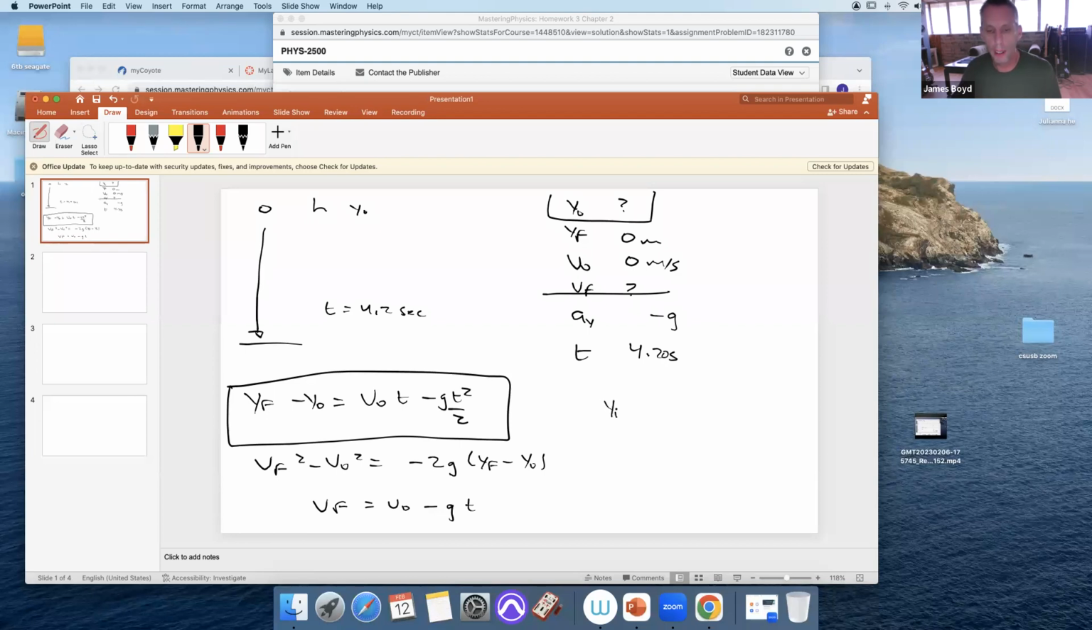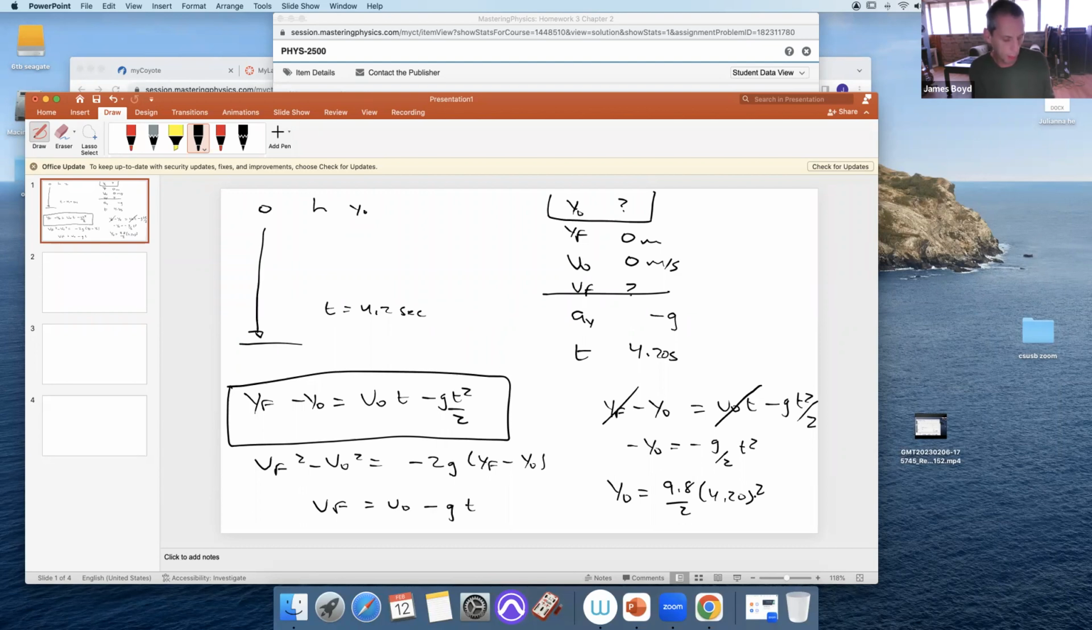If I rearrange this slightly, I get that y final minus y initial, this is 0, is equal to v naught t minus g t squared over 2. This is also 0. So I have negative y naught is negative g over 2 t squared. The negative signs go away. And therefore I get 9.8 over 2 times 4.20 squared, which is 9.8 times a half times 4.2 times 4.2, gives me about 86.4 meters.